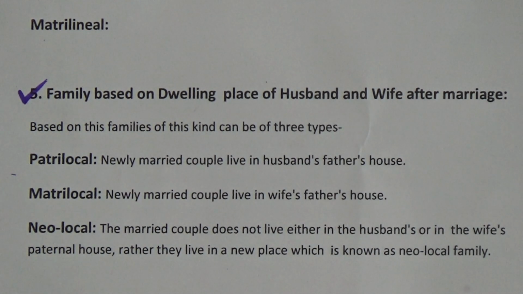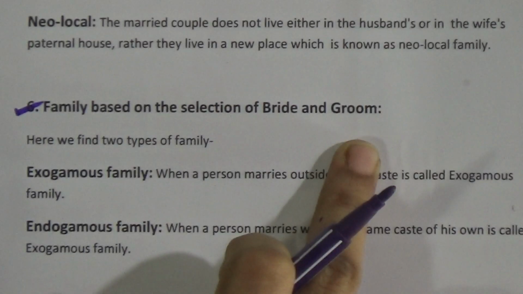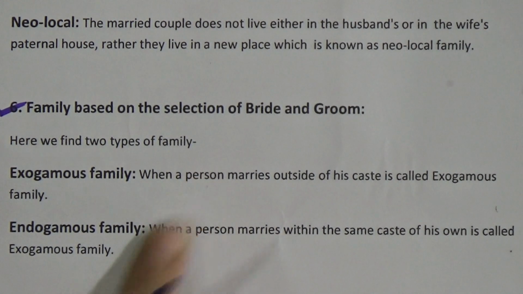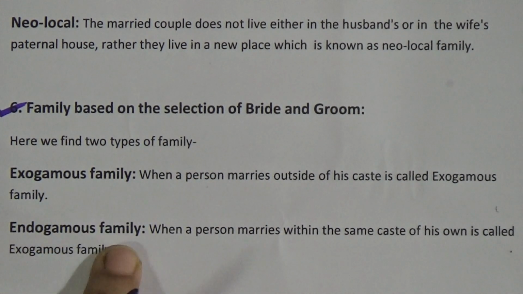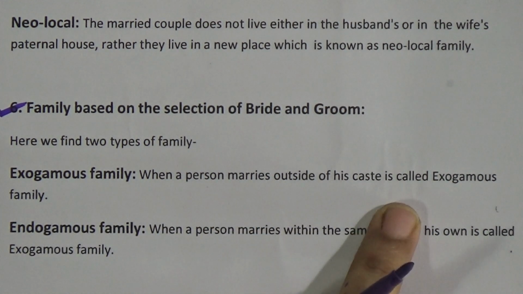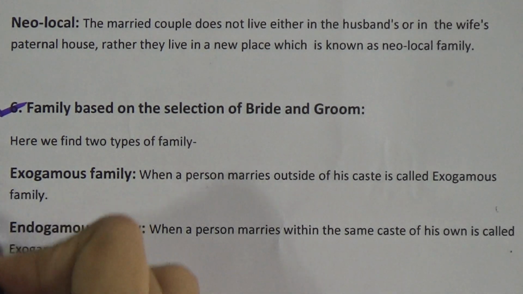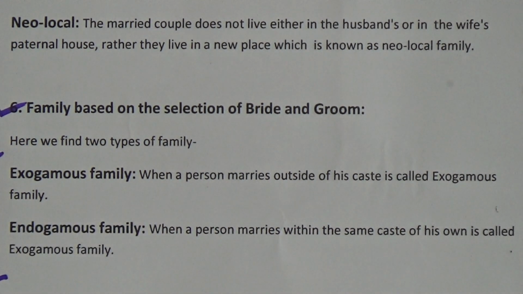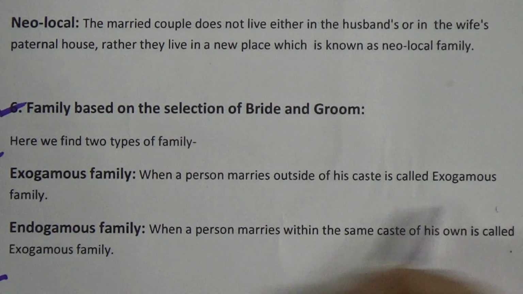And now number 6, family based on the selection of bride and groom. Here we find 2 types, exogamous family and endogamous family. When a person marries outside of his caste, it is called an exogamous family. This is found in the Hindu community, where there is a caste system. There are 4 castes: Brahman, Kshatriya, Vaishya and Shudra. They maintain these procedures, and are not happy when a person gets married outside of their caste.